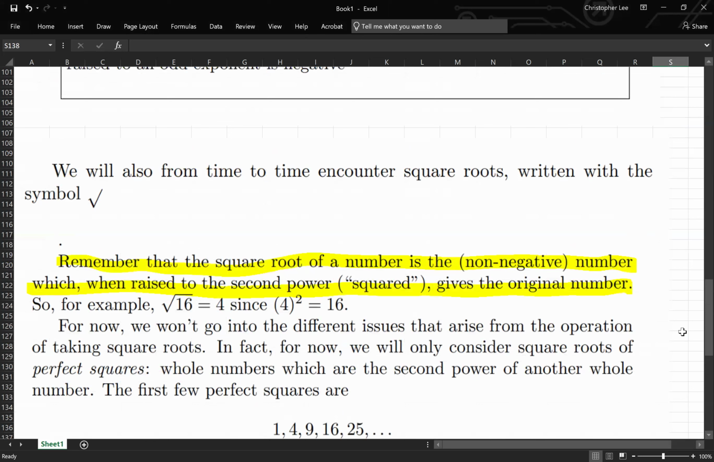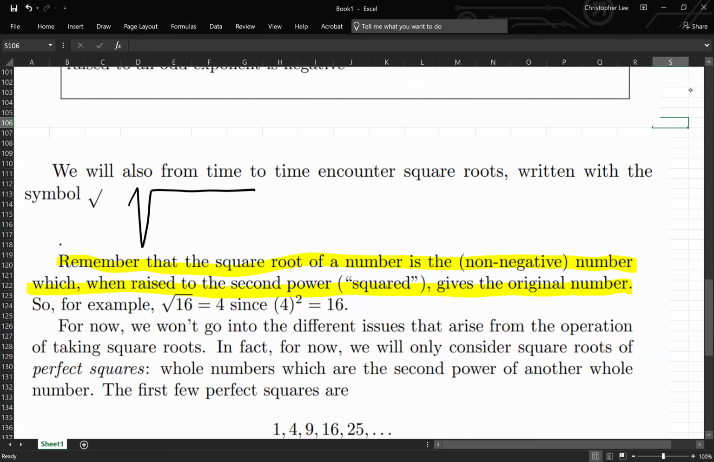All right. So we will also from time to time encounter square roots written with the symbol like that. It looks more like this. Okay, looks more like that. The square root symbol.